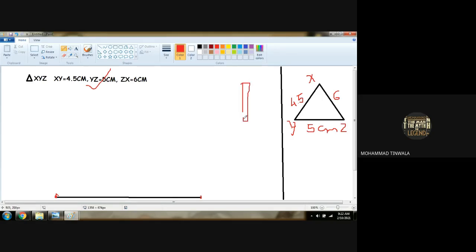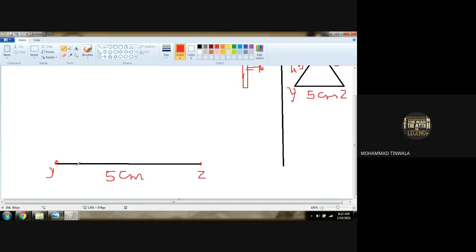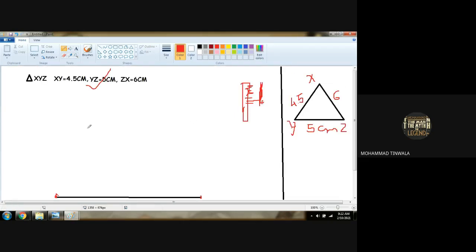This scale will measure 4.5, which will be between 4 and 5 like this. Understood? So from 0 to 4.5, you have to open rounder and pencil, and taking center point Y, draw an arc on the top like this. Draw an arc on the top, which will be your 4.5 centimeter measure.